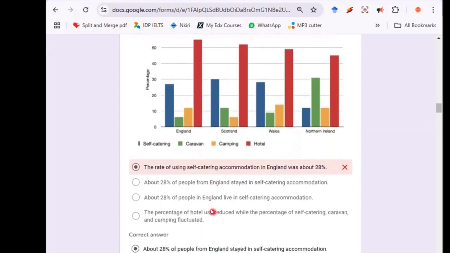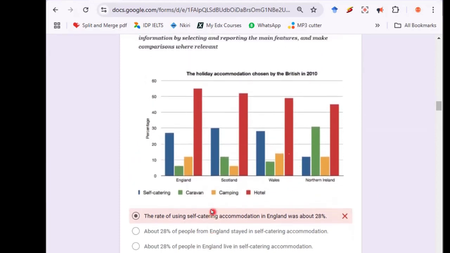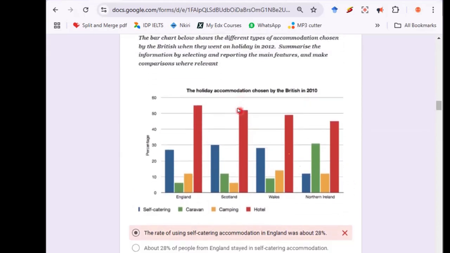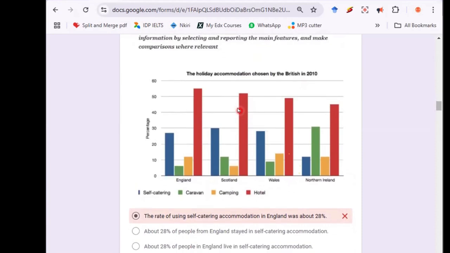But then let's just look at our question. Rates, can you see? This person picked rates. Again, we can't see anything like rate on this chart. You see what I said earlier on? Avoid using that word rate if you can't see rate on the chart. That's the error here. Second one, about 28% of people from England stayed in self-catering accommodation.